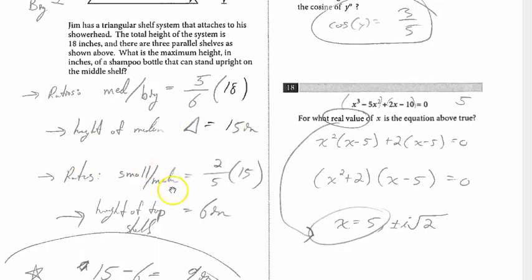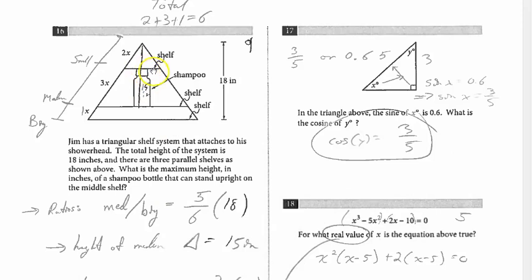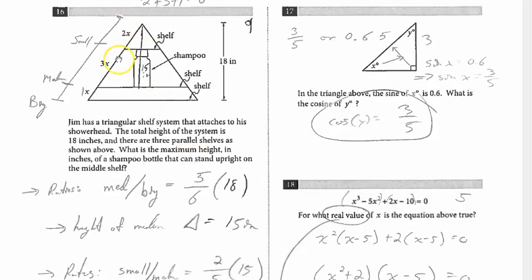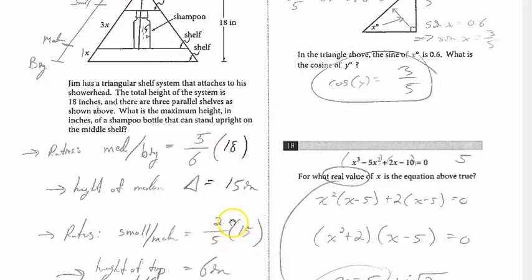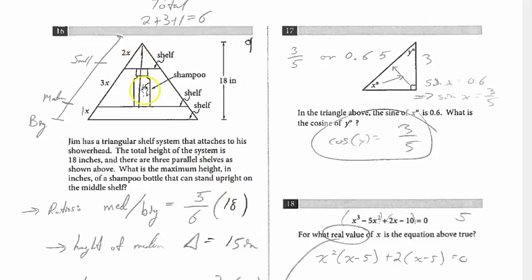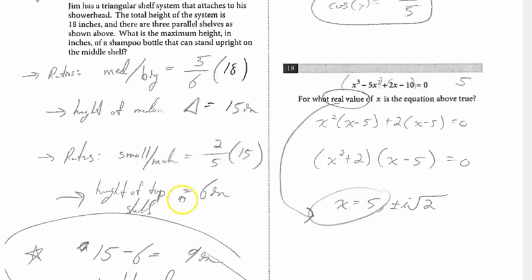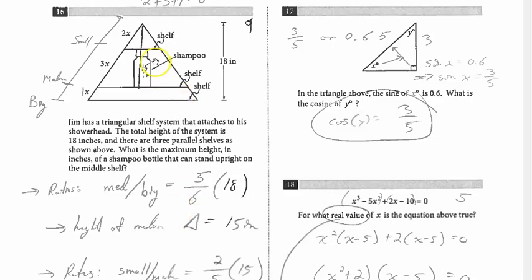Next, look at the ratios of small to medium. So now I'm trying to figure out what this height's going to be. So that gave me 2 over 5 by adding. Multiplying that by that 15, because now that's this height here I labeled. That gave me 6 inches. So that's the height of the top shelf. That's just right here.